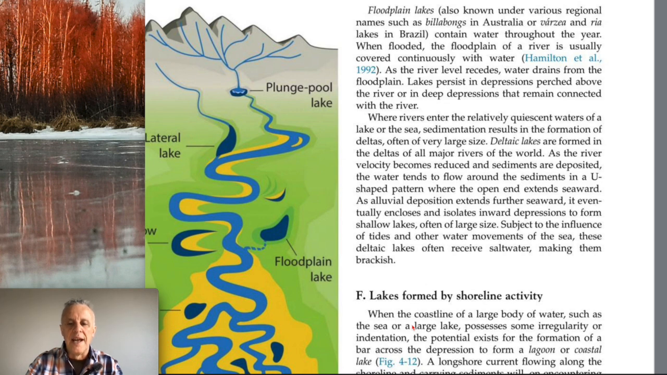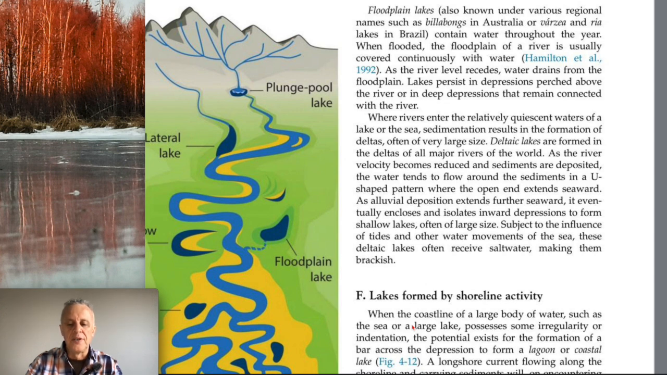Where rivers enter the relatively quiescent waters of a lake or the sea, sedimentation results in the formation of deltas, often of very large size. Deltaic lakes are formed in the delta of large major rivers of the world.